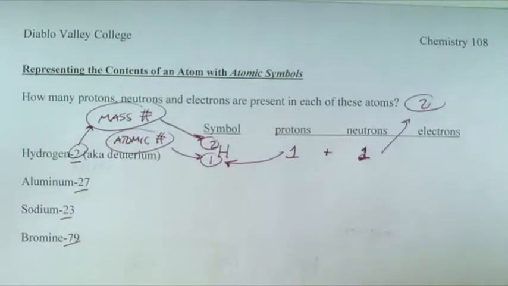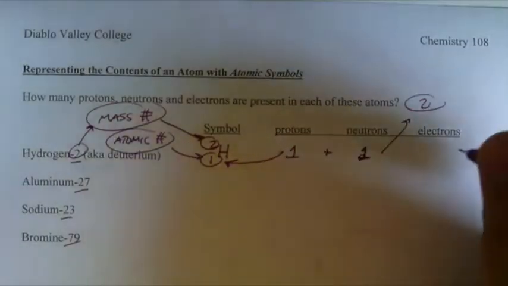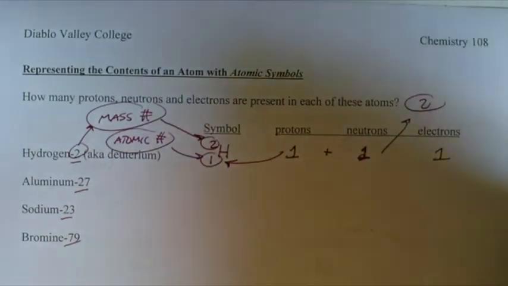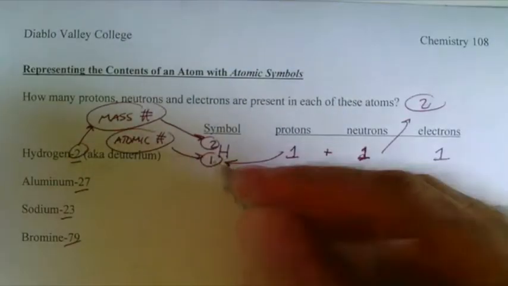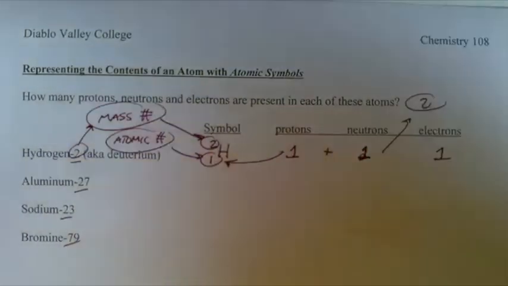Lastly, we said in the last video that unless I tell you you're dealing with an ion, a charged atom, you can always assume the number of protons and the number of electrons are the same. Those should also both be 1. Hydrogen having an atomic number of 1 makes that a 1. It being a neutral atom means this also has to be a 1.